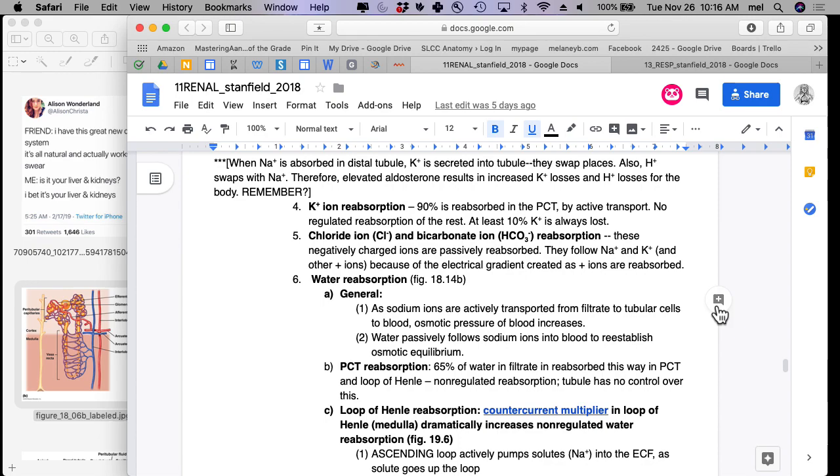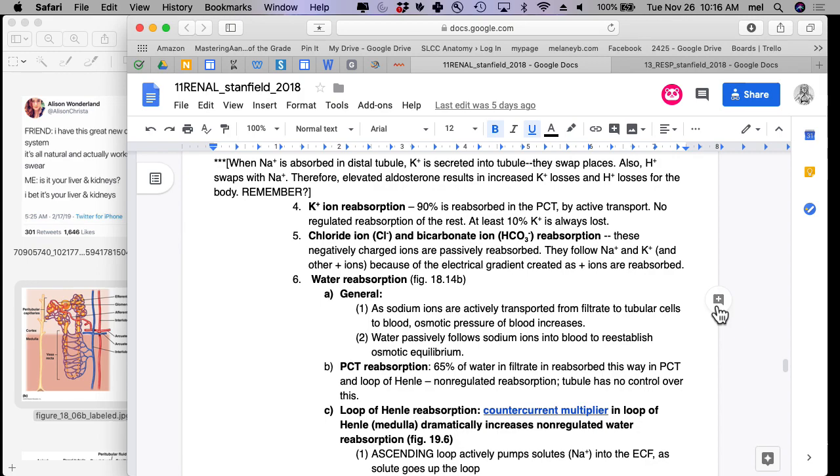Okay, so how does this relate to your life? If you are deficient in one of those 2 ions, is it likely to be sodium or potassium? Potassium, and in part because we really like sodium in our food, and in part because we always lose some of the potassium. Does that make sense to you guys? So 90% is reabsorbed in the proximal convoluted tubule. It's active transport, we pay for it. There's no regulated reabsorption of the rest, but there is regulated secretion of the rest. So we lose 10% or more.